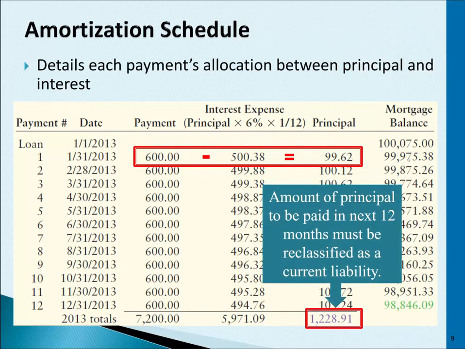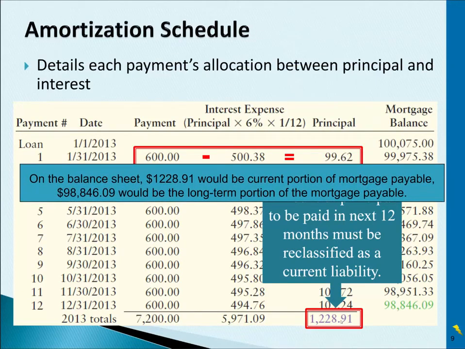Now the amount of principal being paid off in the next 12 months, so if we add up all these amounts, it turns out to be $1,228.91. So out of this $100,075, the current portion is the $1,228.91, and the balance is going to be the long-term liability. So this $98,846.09 is the long-term liability, and the $1,228.91 is the current liability.